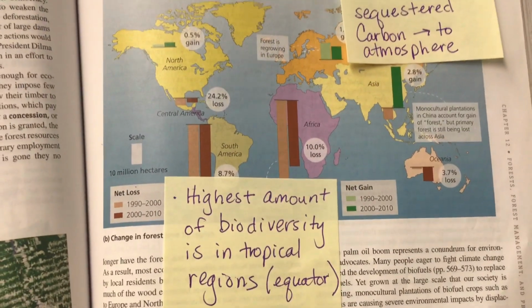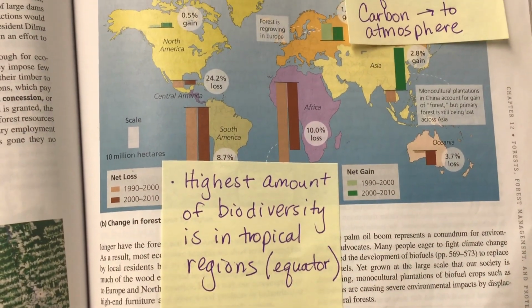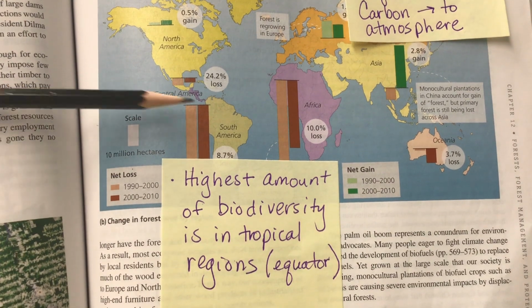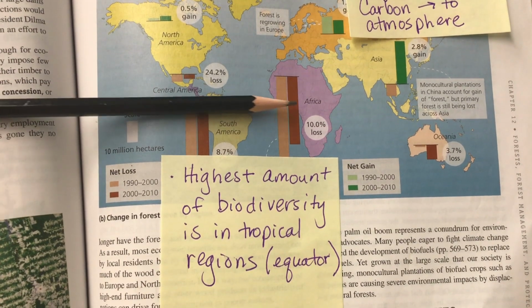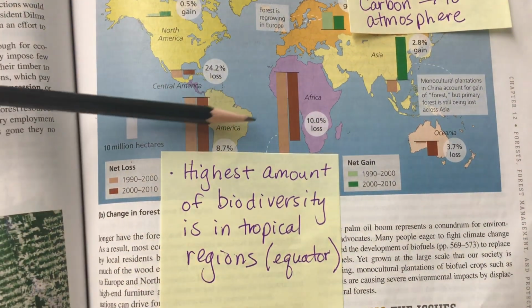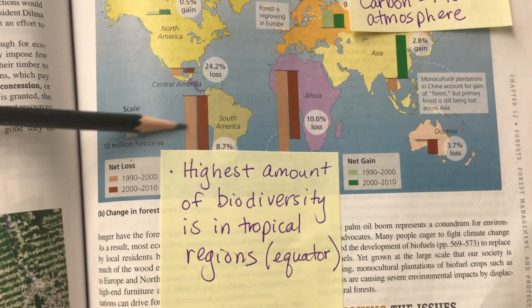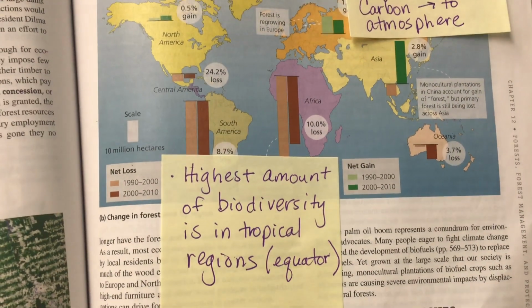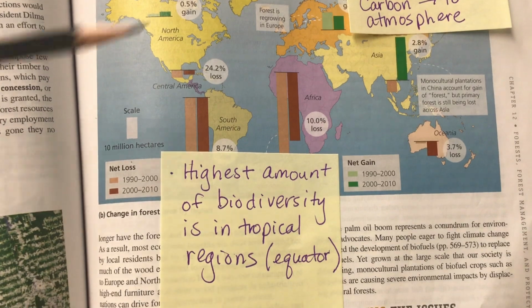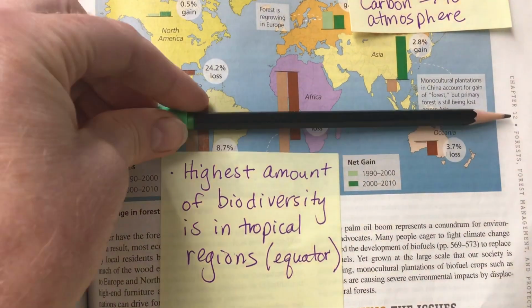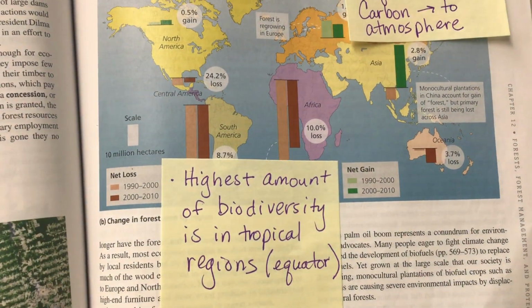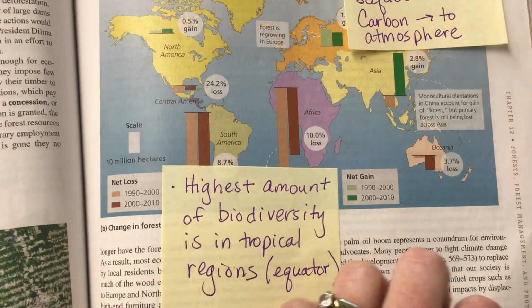You also need to know on this page that the highest amount of biodiversity is in our tropical region. So here's the equator right here, where my pencil is. And you can see the numbers are the highest for biodiversity. But it also means that there's so much loss going on too because of huge amounts of deforestation.